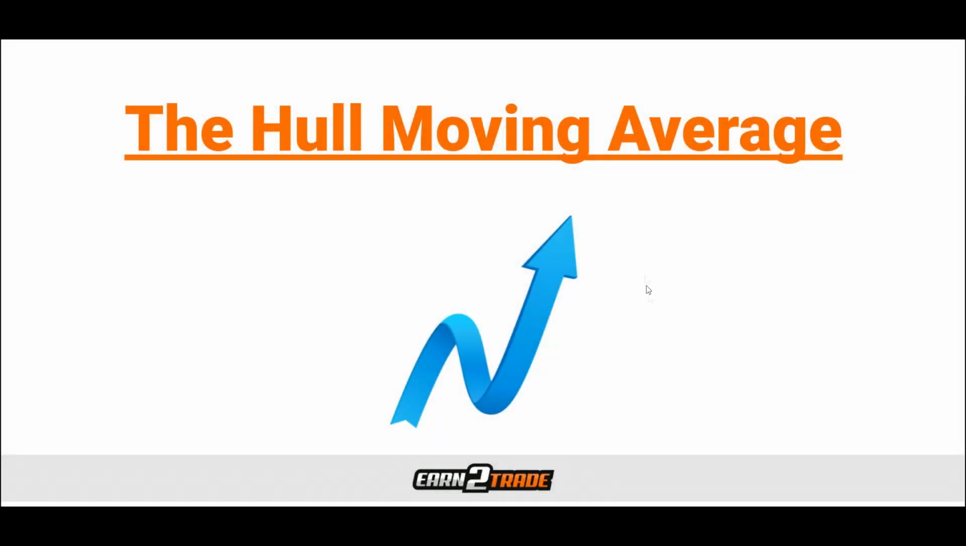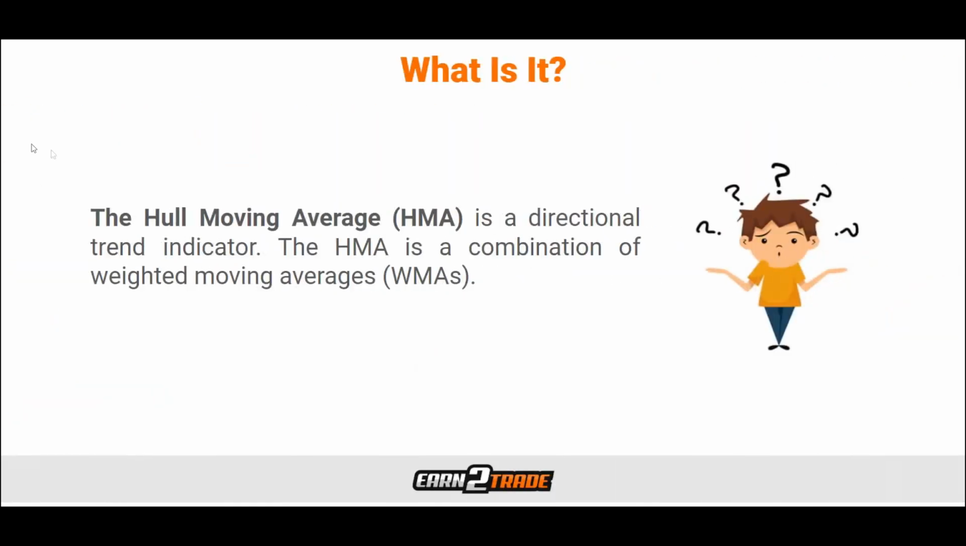The Hull moving average is another moving average. We sometimes refer to it as an HMA instead of something like, say, an SMA or an EMA. What it is, is a directional trend indicator that is a combination of weighted moving averages. The concept is to provide higher quality information to traders whose strategy depends on slim margins within price movements of a particular instrument. It prioritizes recent price changes over older ones.